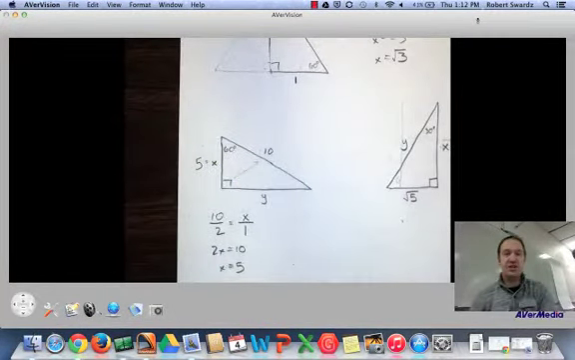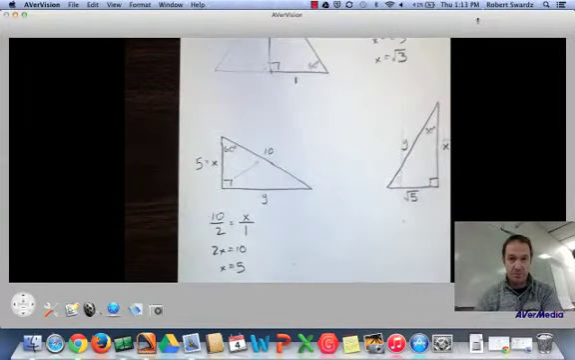Now, eventually you're going to start to see shortcuts with these problems, with the 45, 45, 90s and the 30, 60, 90s. I would encourage you to look for these shortcuts. I want you to find them. I'm not going to tell you how to find them because I think if you figure them out yourself, you will learn them better and you'll be more likely to remember.